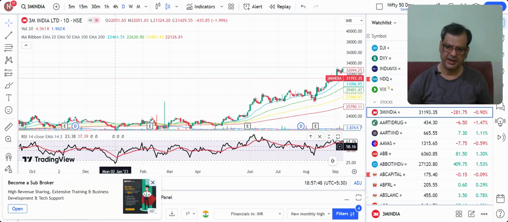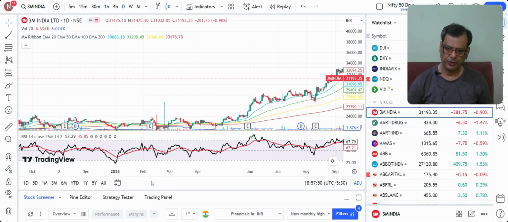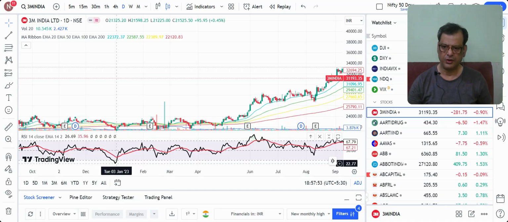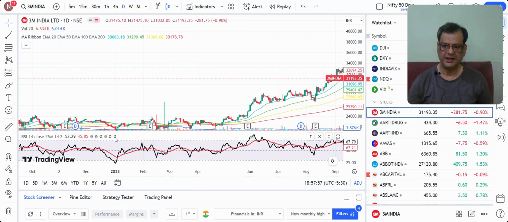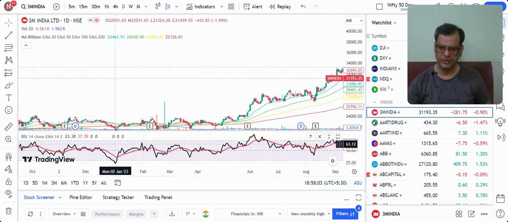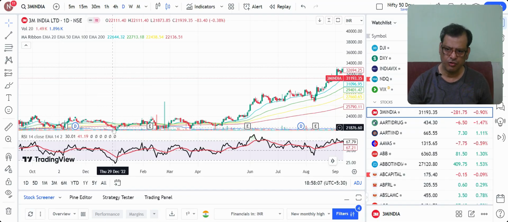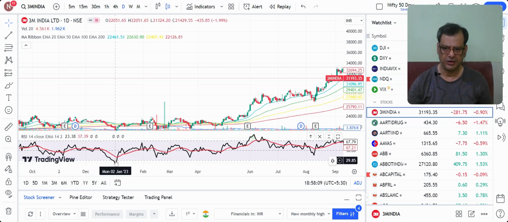Now, relative strength index at a 14 level, which is the default level that all platforms give you, means that the security or the stock in question is oversold. What do I mean by oversold? Oversold means there was so much selling that it got oversold. It went below 30 or touched 30.